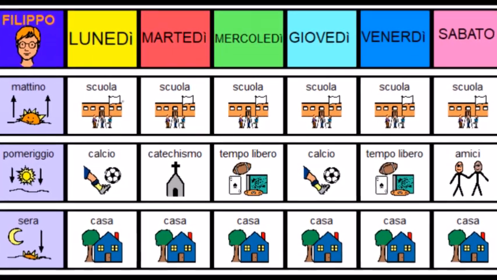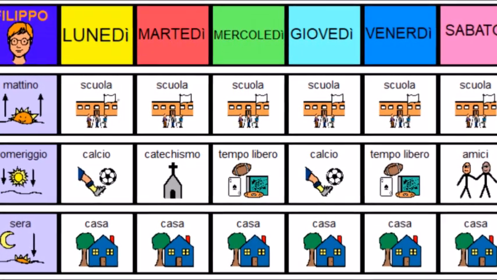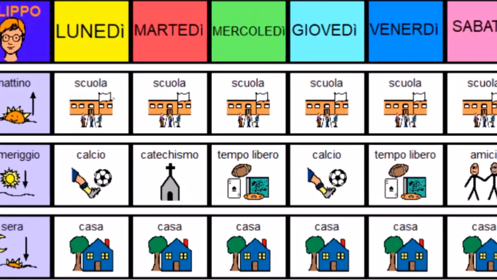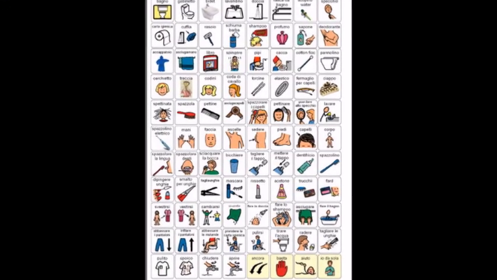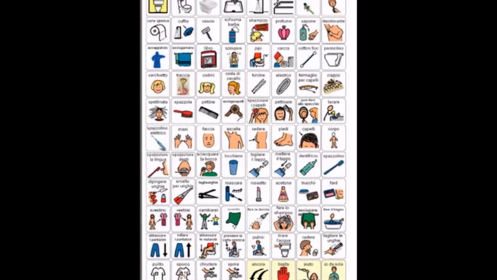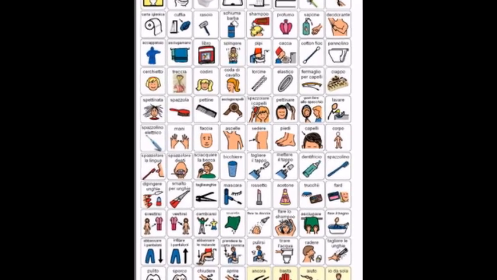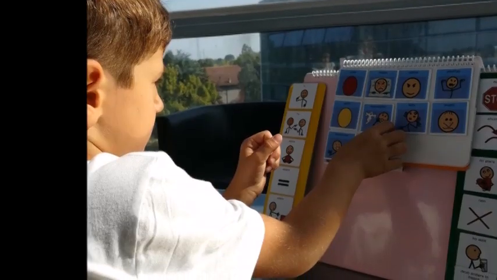Communication tables are tables composed of symbols indicating messages to communicate with others. The disabled person points to the symbol corresponding to the message he or she wants to express in order to communicate it.